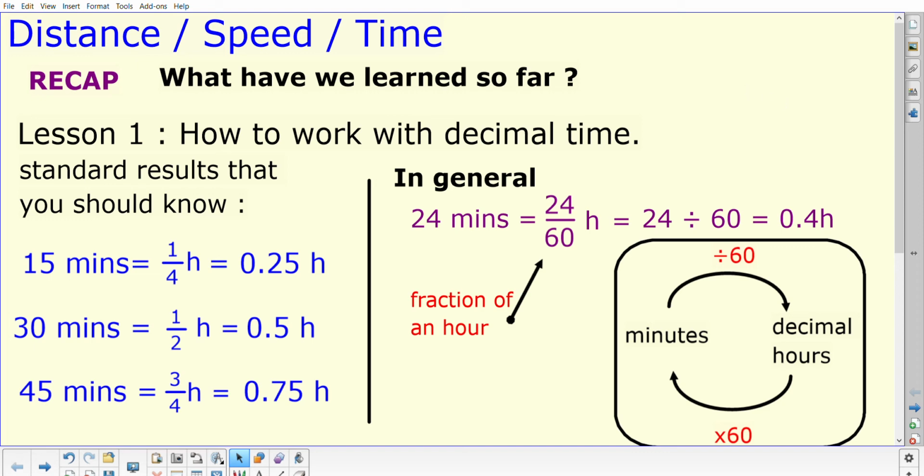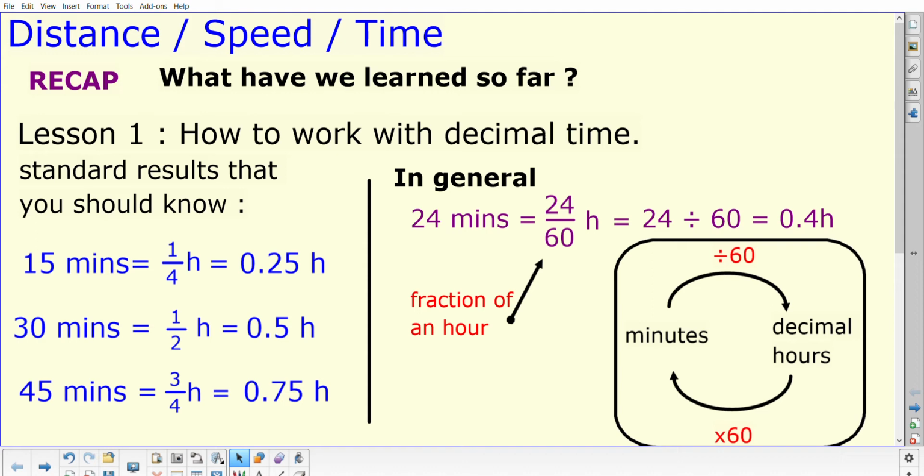So we're going to start having a look at the feedback for the distance, speed, time checkup 2 that you did on Monday. But to begin with, we are going to do a bit of a recap on what you should know for this topic and bring everything together. Then we'll look at each of the questions that you were faced with in the checkup.